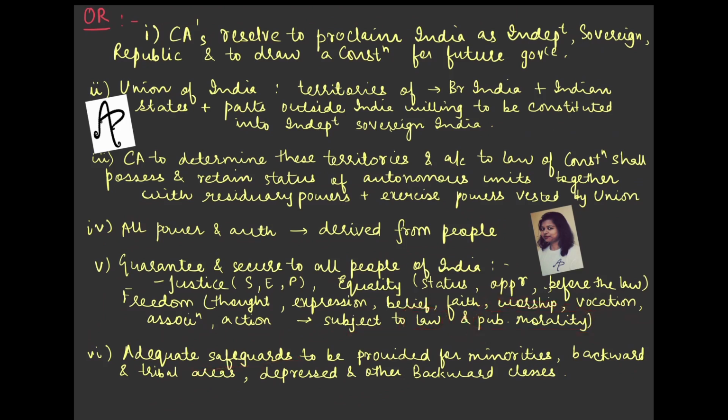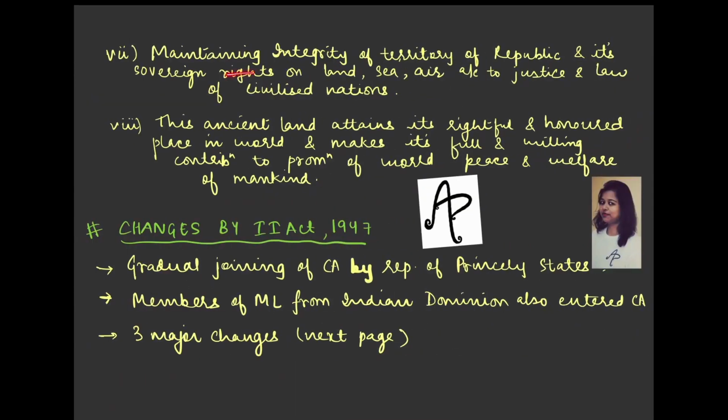Adequate safeguards to be provided for the minorities, so we have that in the constitution also. Backward and tribal areas, depressed and other backward classes, so we have the provisions, example reservation etc. Then another point is maintaining integrity of territory of republic and its sovereign rights on land, sea, air according to justice and also law of the civilized nations. Okay? And this ancient land attains its rightful and honored place in the world.